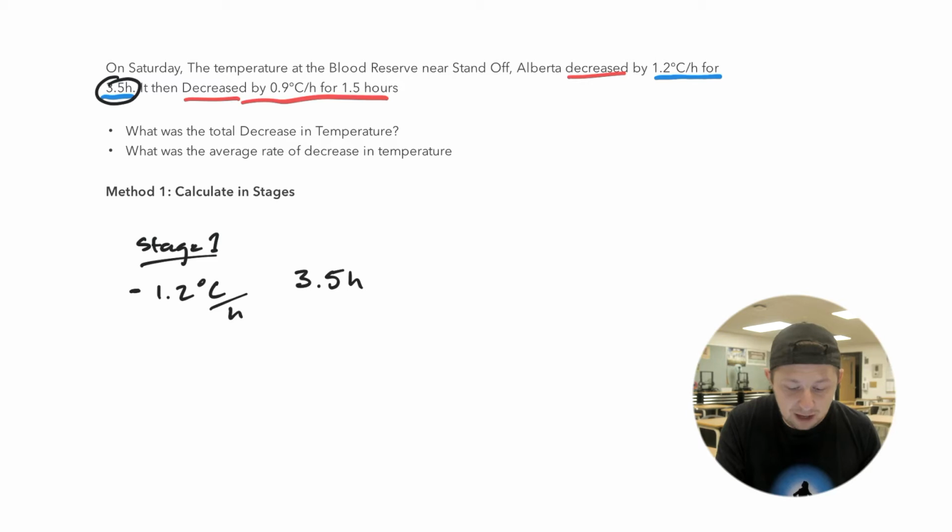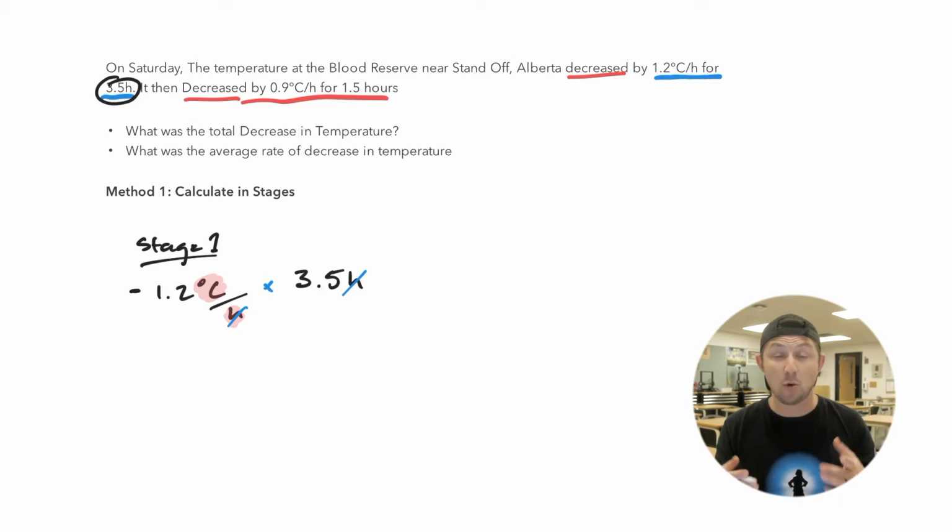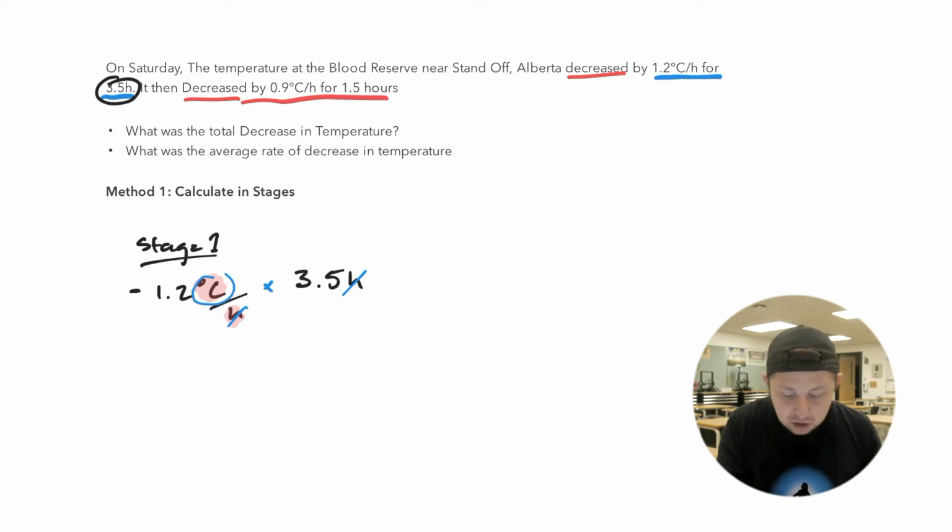What I find really helpful here is to look at my units. Up top, I have degrees Celsius, and on the bottom, I have hours. If I multiply those two together, hours and hours cancel out, and I would be left with just degrees Celsius. In stage 1, I want to know the total temperature drop over the whole time, not the temperature drop per hour. So those two cancel each other out, and I'm going to multiply them together.